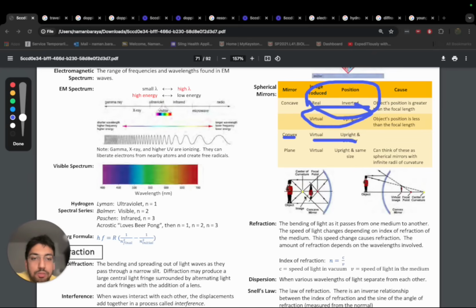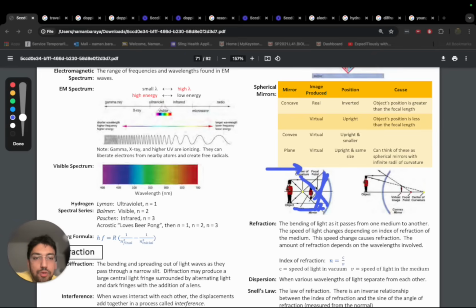Also, one more thing I should mention is, what is this focal point? This focal point is the place at which these light rays reflect and interact with each other. So these light rays come and then they interact at this focal point. That's how you can think of the focal point: it is the point of focus of the rays. Okay, center of curvature is kind of like if you made this into a circle, where would the center be?